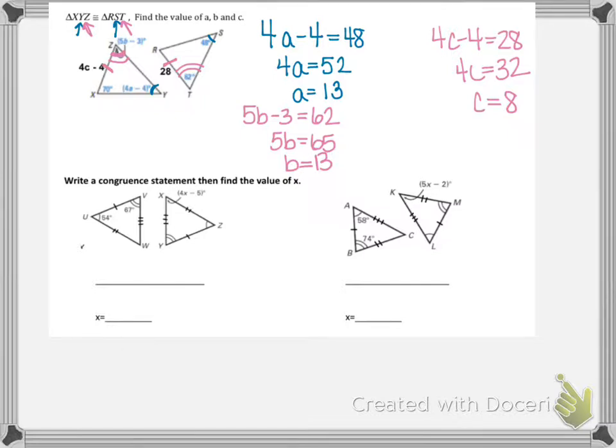Alright, so we just gotta write some congruent statements, find the value of x, and then we are out of here. First I'll write my congruent statement, triangle. This first one you can name however you want, so I might just do UVW is congruent to. Now, U was congruent to Z, so that means Z needs to come first. V was congruent to Y, so Y needs to come next. So that means W is corresponding with X.